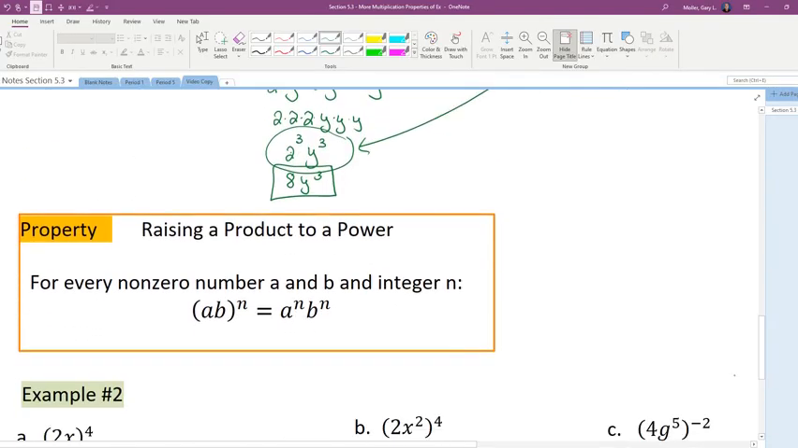Raising a product, so we have two things being multiplied already, raising a product to a power. So ab to the nth power just means a to the nth, b to the nth. Give the power to both. Pretty simple rule, again, based in logic. ab to the nth means take ab, multiply by ab, multiply by ab, and do that n times. Well, that's just going to result in us having a to the n's, and we have b to the n's.